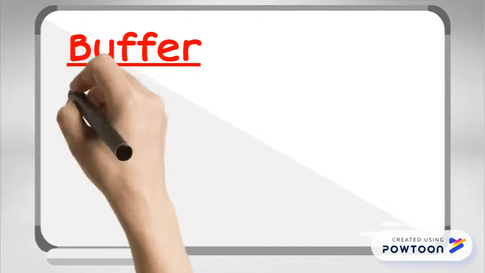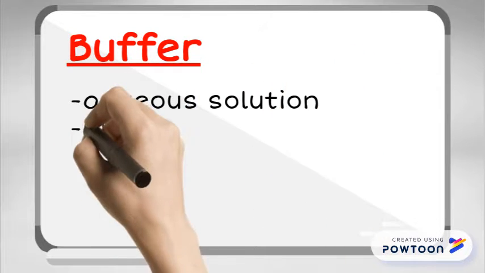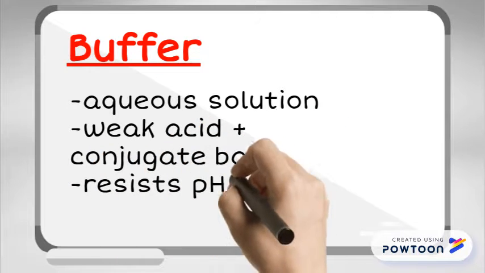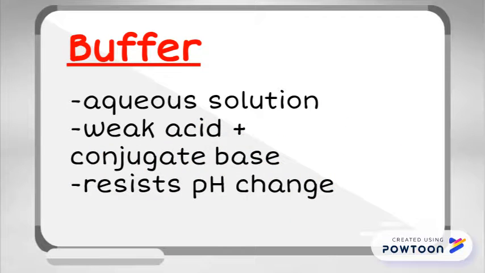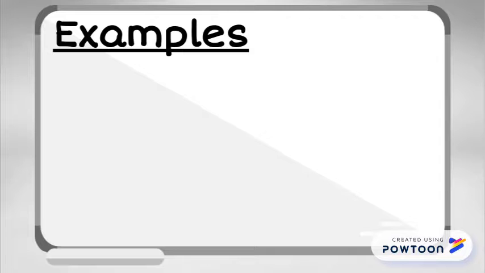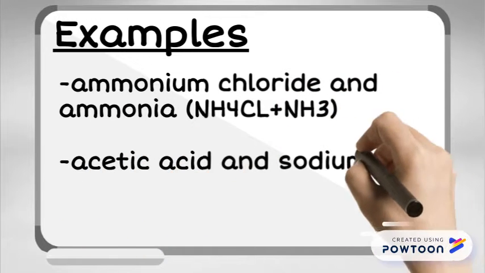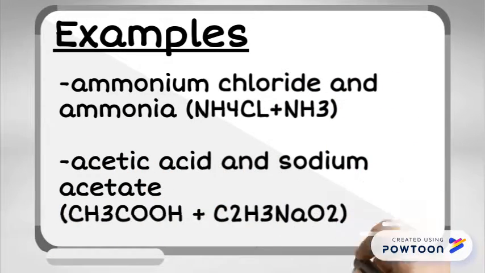A buffer is an aqueous solution made from a weak acid and its conjugate base. It has the capacity to resist any large pH change when a small amount of strong acid or base is added to it. Some common examples of buffers include aluminum chloride and ammonium, and acetic acid and sodium acetate.